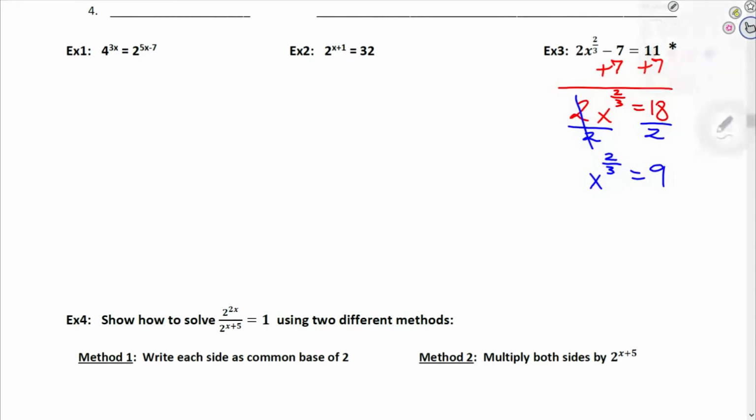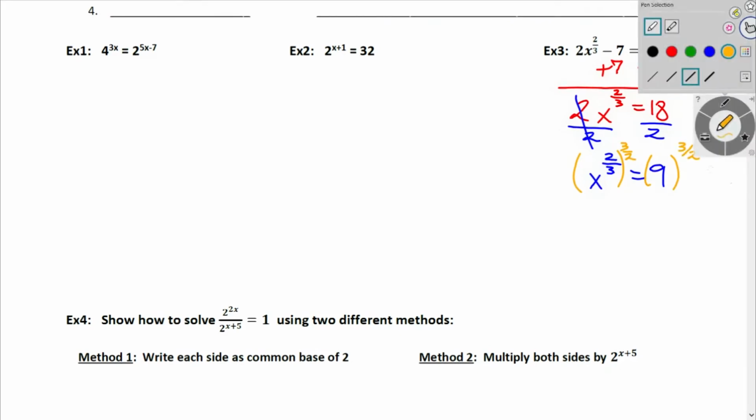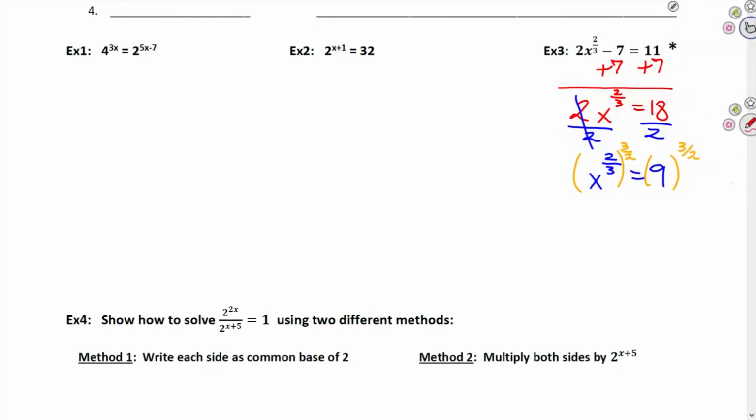So I can raise both sides to the power of the reciprocal of 2/3. I flip that fraction over and get 3/2. Okay, now on the left-hand side, I will multiply the fractions and they cancel out, which is why I use the reciprocal to begin with, and I have just x. Okay, now you could go to your calculator and plug in 9 to the power of 3/2 and you get your answer, but I want to show you how you can think this through without using your calculator.